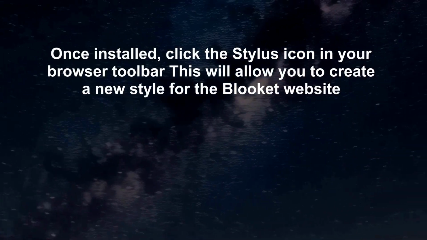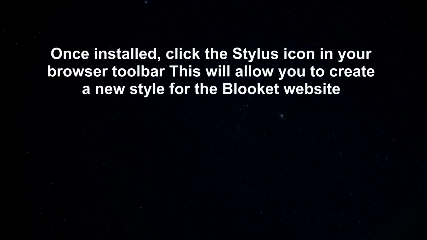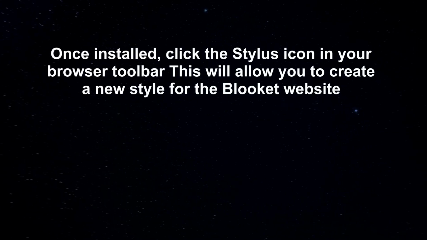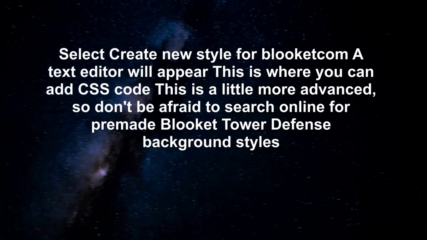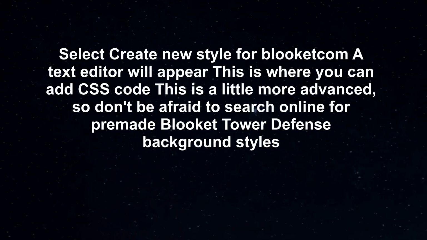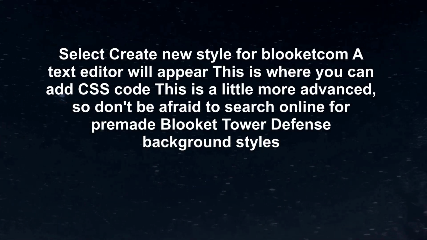Once installed, click the Stylus icon in your browser toolbar. This will allow you to create a new style for the Blooket website. Select Create New Style for Blooket.com. A text editor will appear. This is where you can add CSS code.